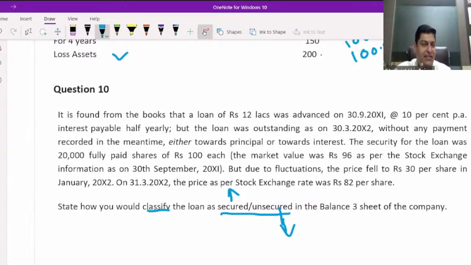I hope you have read the question. Take a screenshot also.